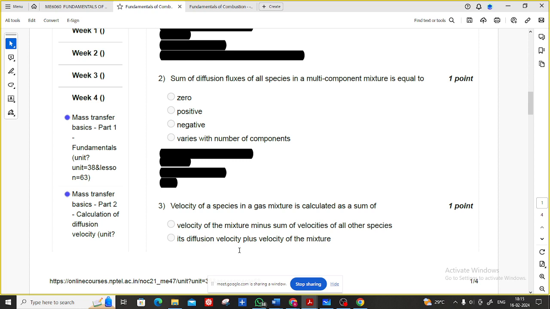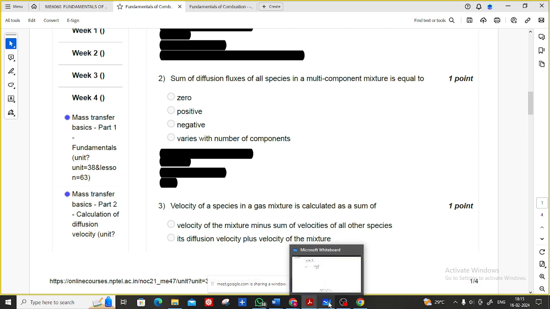Sir, species velocity is equal to the mixture velocity plus diffusion velocity. So the answer is B, right? Yes, answer is B. It's correct. So is this plus or is this minus? Why is it plus?